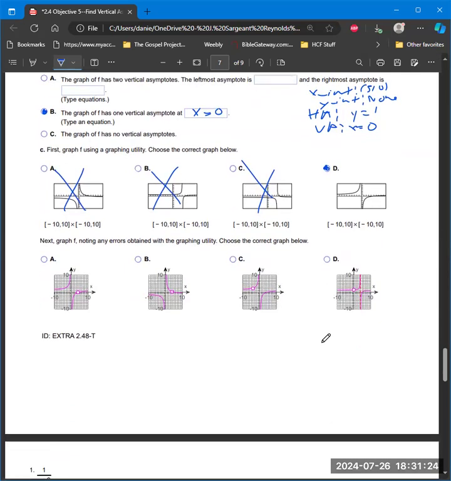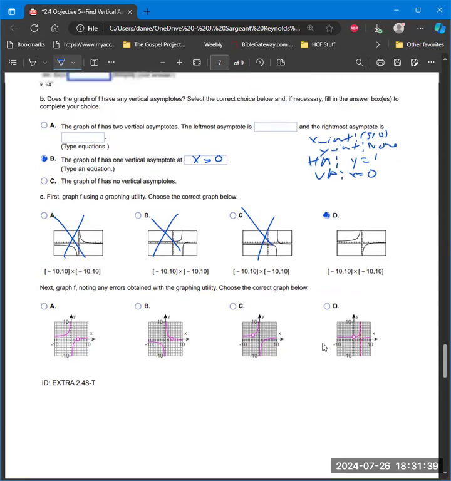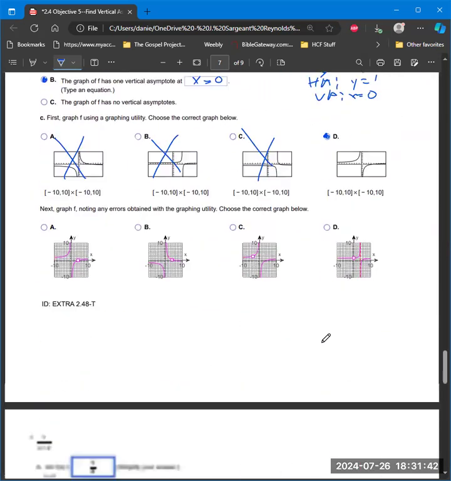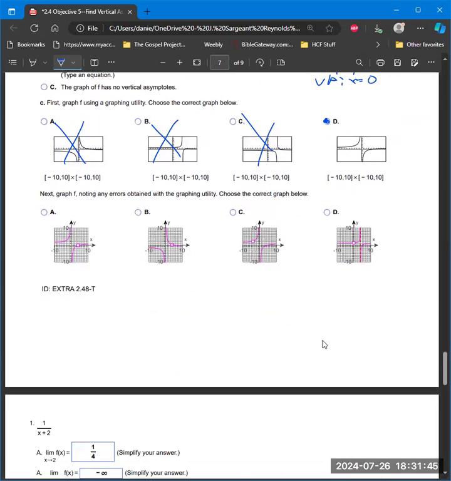Next, graph F, noting errors obtained from the graphing utility. So the graphing utility can't show you the hole in the graph. It's just a pixel wide. So you're going to have to graph the hole in the graph that is at 4 negative 1/4. So it's going to look like one of these, but it's got to have 4 negative 1/4, so that's got to be A.